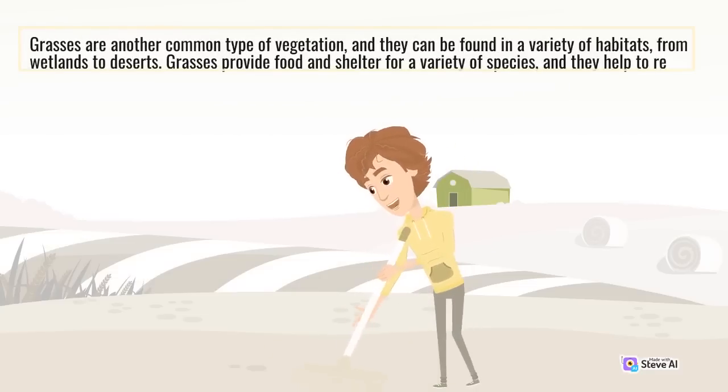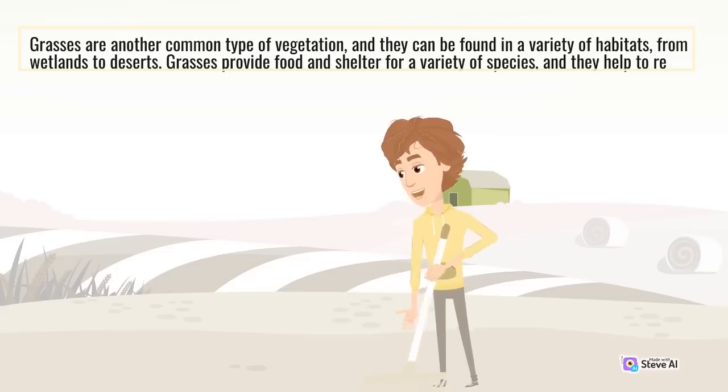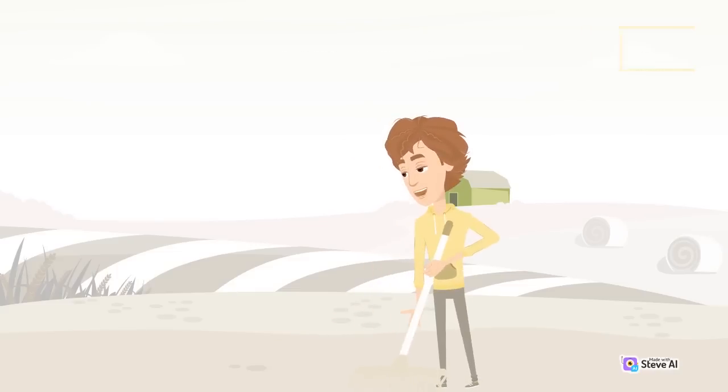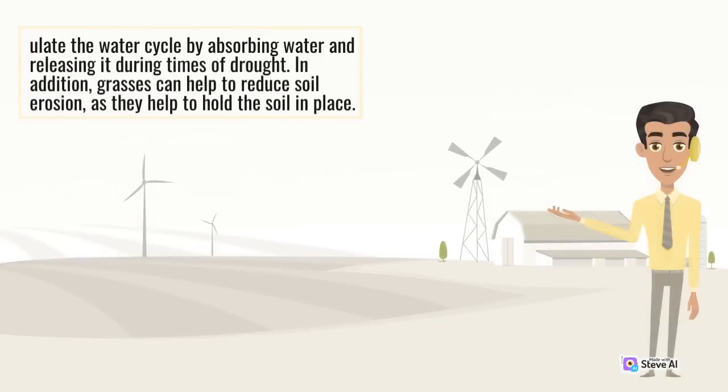Grasses are another common type of vegetation, and they can be found in a variety of habitats, from wetlands to deserts. Grasses provide food and shelter for a variety of species, and they help to regulate the water cycle by absorbing water and releasing it during times of drought. In addition, grasses can help to reduce soil erosion, as they help to hold the soil in place.